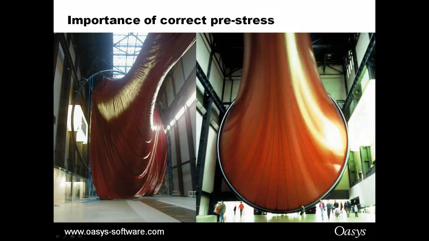Similarly here, you can see during construction the pre-stress is not in position yet, and once fully pre-stressed, you can see all the wrinkles go away. And if you get the pre-stress right, you'll get a lovely smooth surface on your fabric structure.